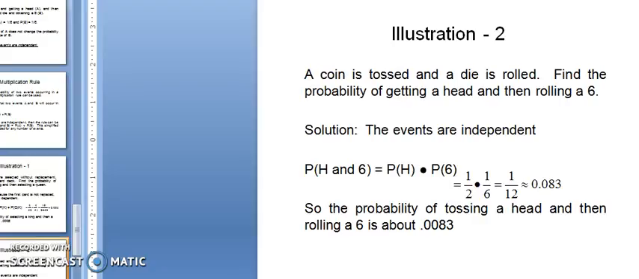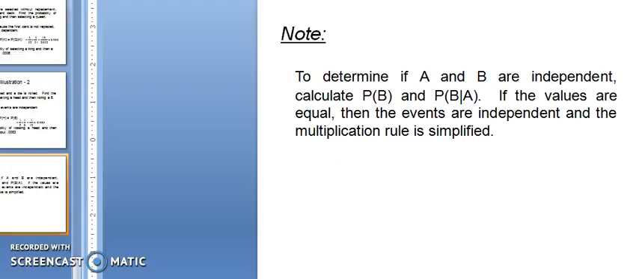Similarly, the second illustration. Now it is to be noted that to determine if A and B are independent, calculate P of A and P of B by A. If the values are equal, then the events are independent and the multiplication rule is simplified.